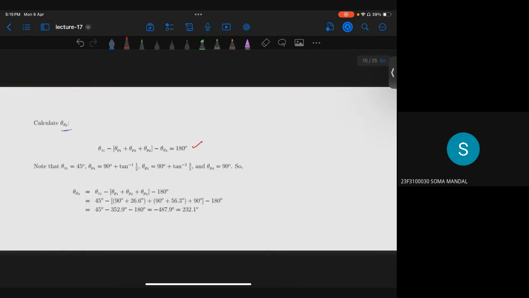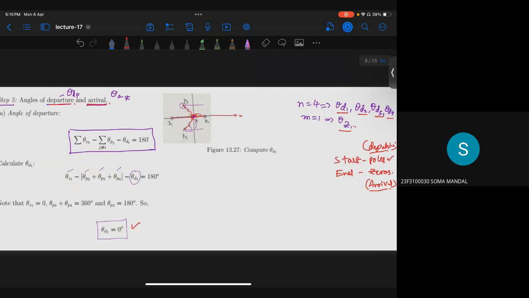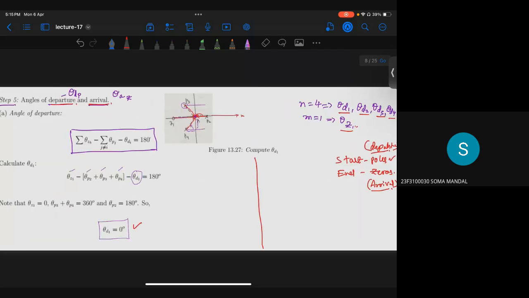So basically what we do is, let me show you that. I'll show one calculation. What are the poles and zeros we have? We have one zero here. Sorry, one pole, one pole, one pole, one pole, and another zero. Let us call these P1, P2, P3, and P4, and this one is Z1. Now this is the equation for the angle of departure.